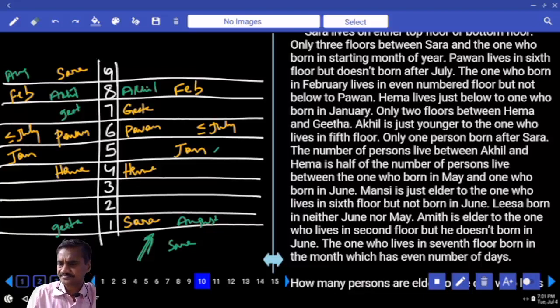Then the number of persons who live between Akhil and Hema is half of the number of persons who live between the one born in May and the one born in June.